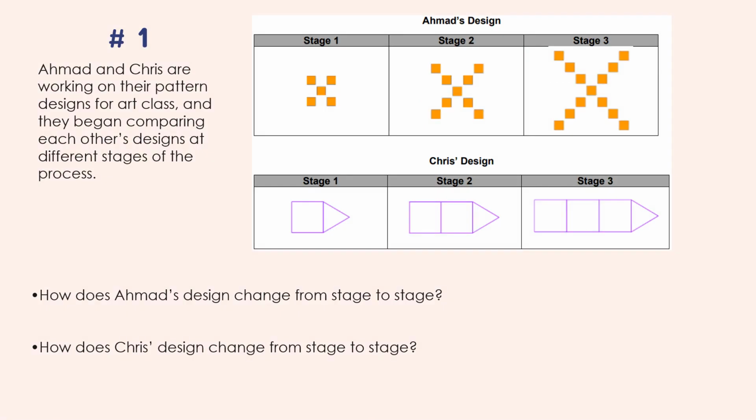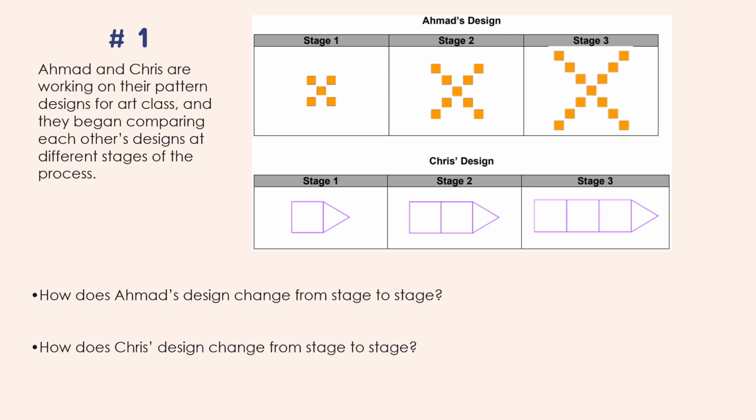All right, so we're going to look at a couple of patterns or designs. We've got Amod and Chris. Amod is the top pattern where there's a bunch of different squares. And then Chris kind of has a triangle and a square, but then it looks like a square is being added. So the first thing we're going to want to do is decide how does the design change from stage to stage. And really what that's asking for is, well, what's the pattern?